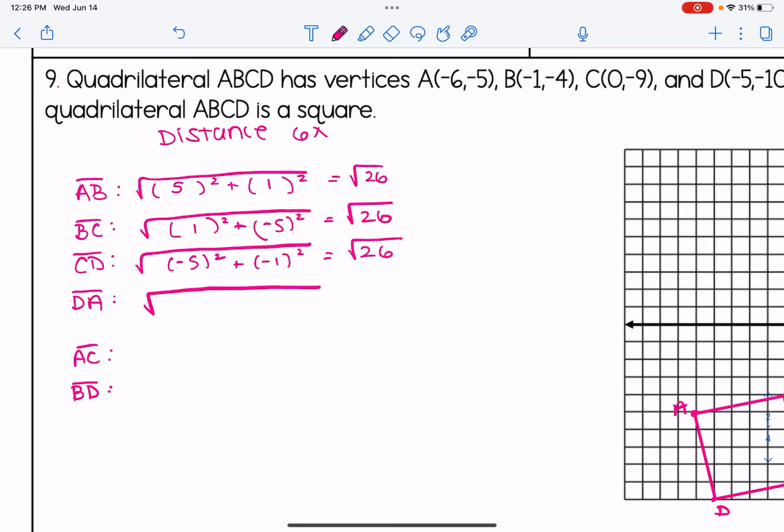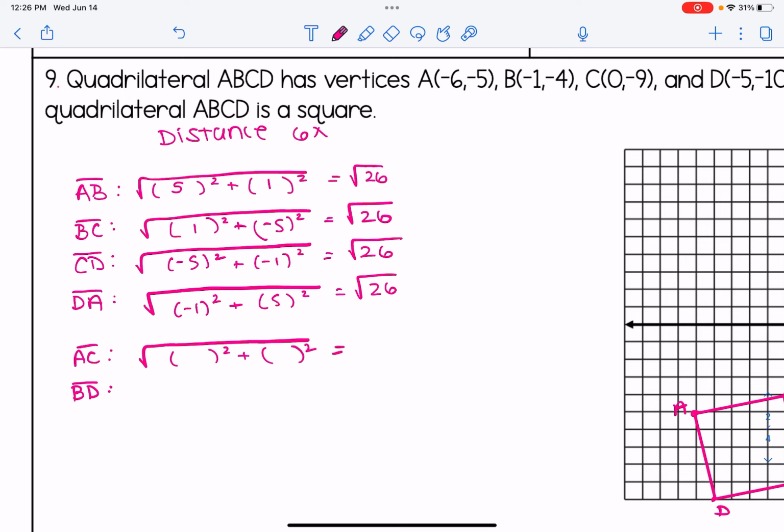And then for DA, -1 squared and +5 squared gives me radical 26. So all four sides are equal. That is not enough to show it's a square because that could be a rhombus. That's why we're doing these extra two calculations for the diagonals to prove the diagonals are also congruent to each other.